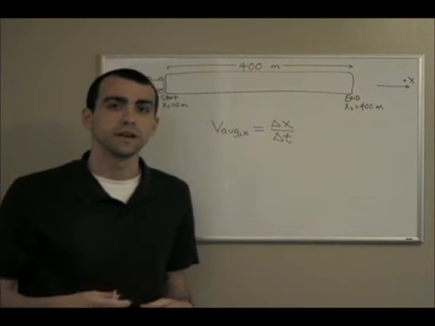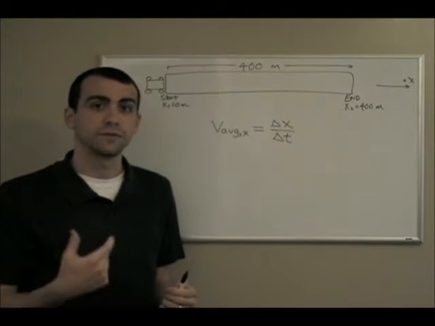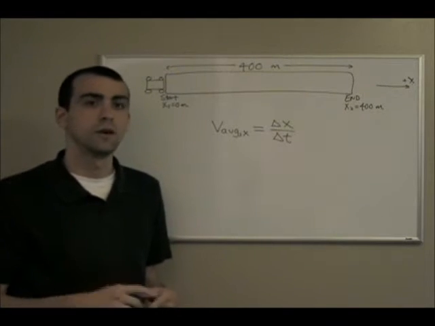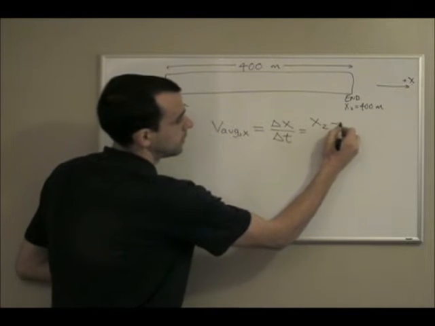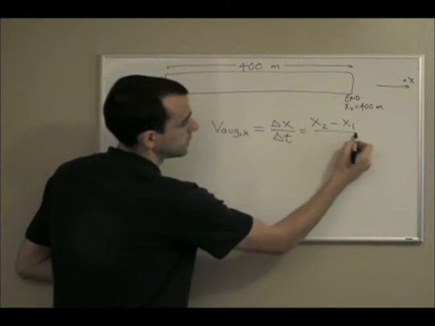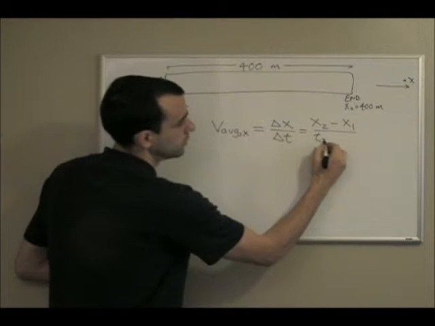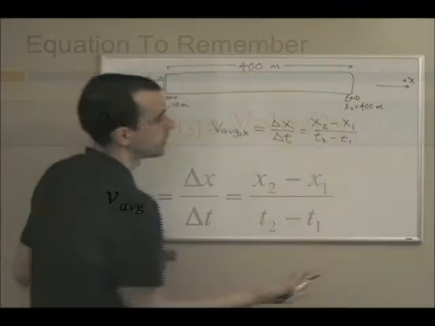So you see here that not only do we need to know the initial and final position, we also need to know the initial and final time. If we write this out, it becomes apparent: x2 minus x1 divided by t2 minus t1. So we need to know the initial and final time.